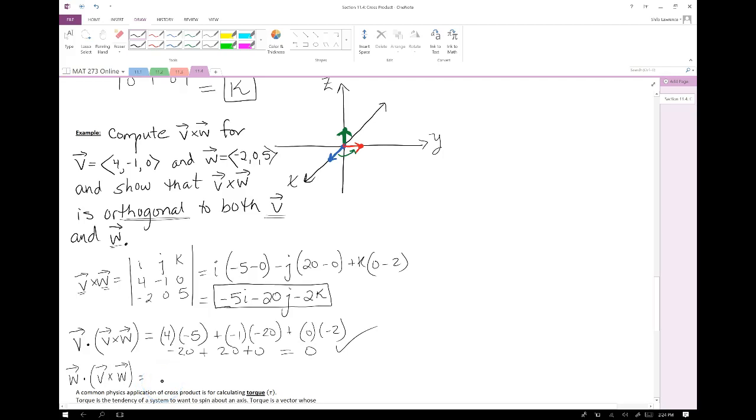So we're going to multiply corresponding components. This time I'm using w, so that's -2 times -5 plus 0 times -20 plus 5 times -2.